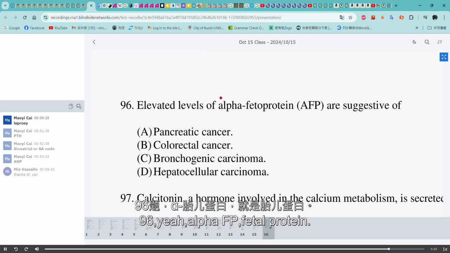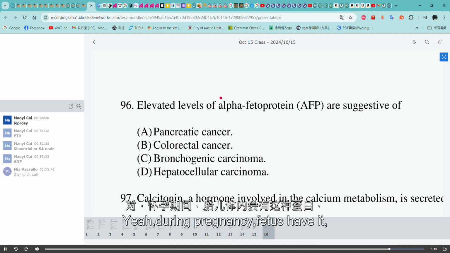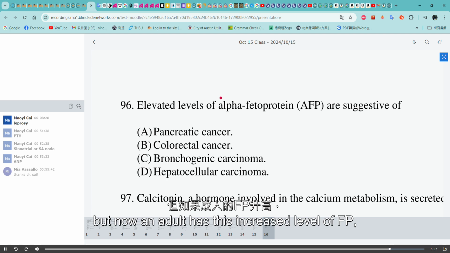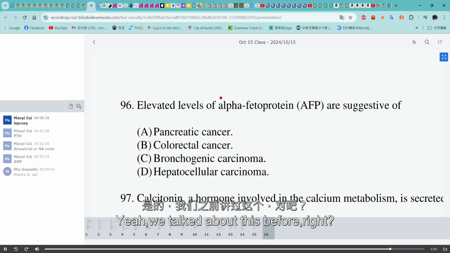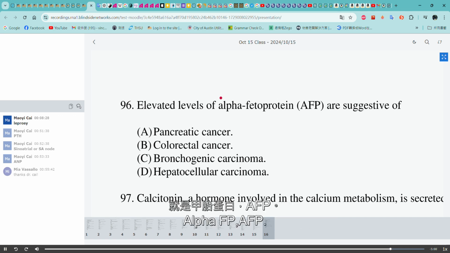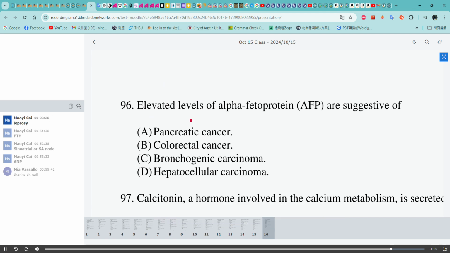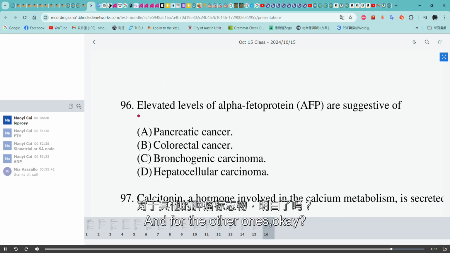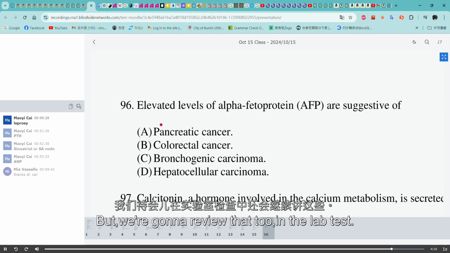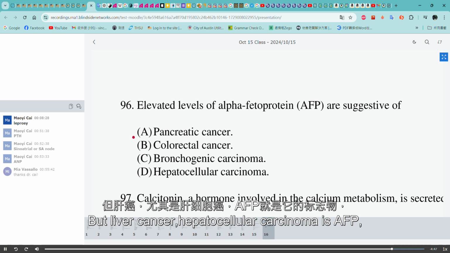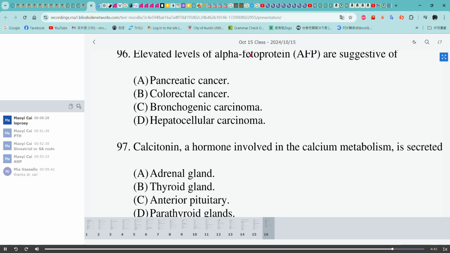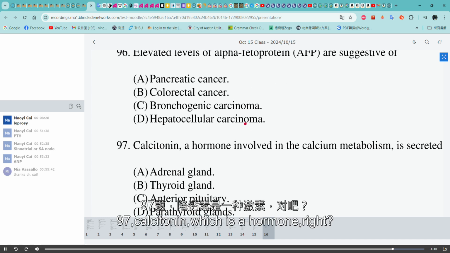96, alpha FP, fetal protein. During pregnancy, the fetus has it, but now an adult has this increased level of AFP: liver cancer. We talked about this before, right? Alpha FP, AFP, liver cancer. Okay, and then you have different tumor markers, different ones for the other cancers. But we're going to review that too in the lab test. But liver cancer, hepatocellular carcinoma, is AFP. Okay, D.